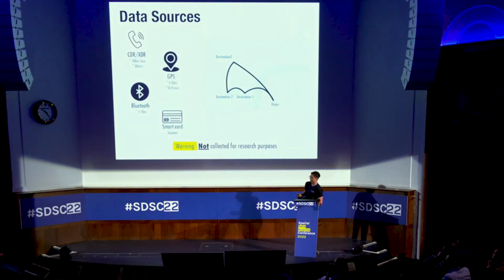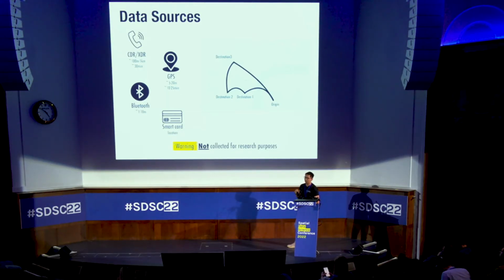What sort of data are we talking about? There are a bunch of different technologies for capturing mobility data. One of them is CDRs, call detail records, or XDRs, an extended version of the detail records of mobile phone data. We have GPS, Bluetooth, and also smart card data. Those are probably the main sources of mobility data today.